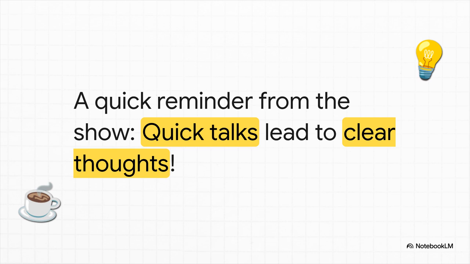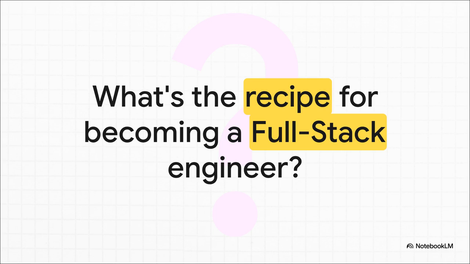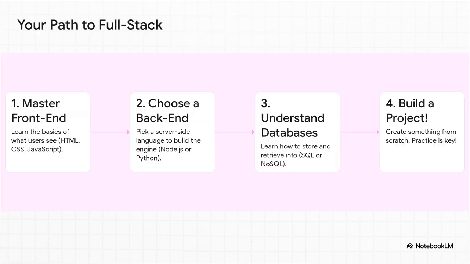Okay, let's keep going. So, what's the recipe for becoming a full stack engineer yourself? If all of this sounds pretty cool, how do you actually get there? The path can really be broken down into 4 big steps. First, you gotta master the front end. That's your HTML, CSS, JavaScript basics. Step 2, pick a backend language, like Node.js or Python, to build the engine. Third, you need to get how databases work, so you can store and retrieve all that information.